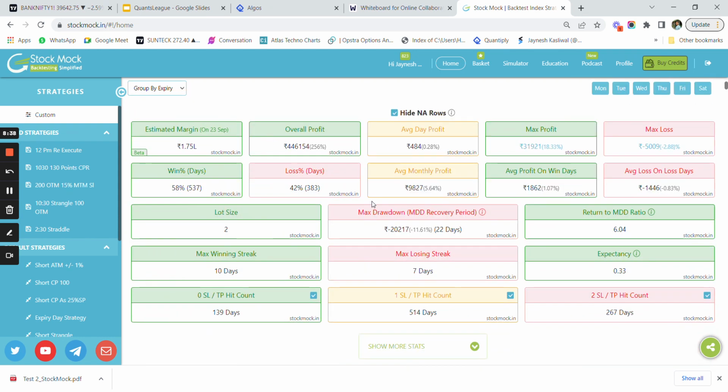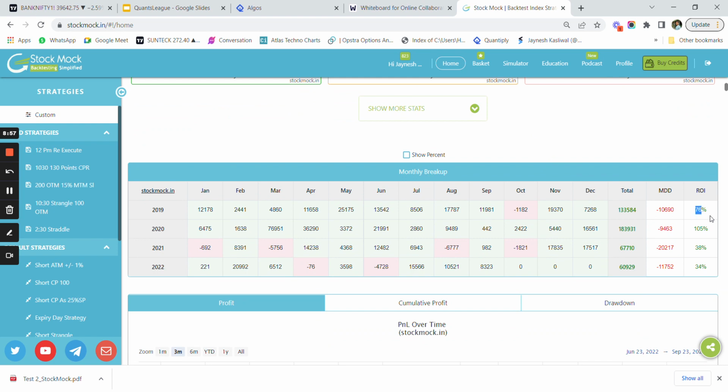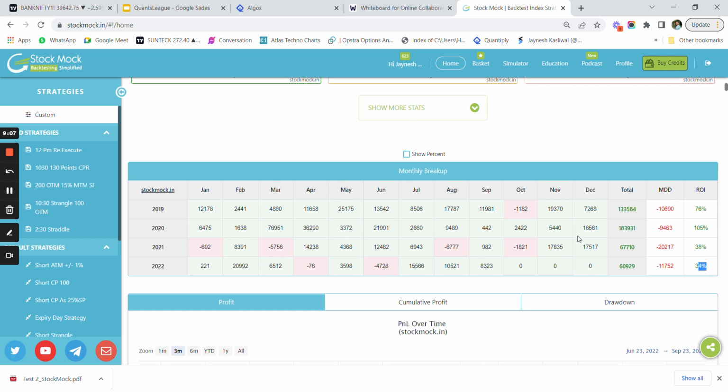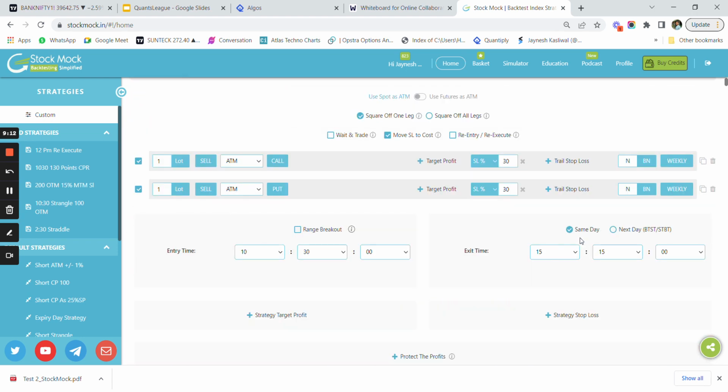So in this case, as you can clearly see, for a 1.75 lakh basket, the overall profit is coming at around 256%. That is 4,40,000, and the max drawdown is coming at only 20,000. That is 11%. Overall, if you see, the expectancy is good. Around 0.4 is a good expectancy, and this strategy has been giving me consistent returns of 70%. It gave me returns in 2019. In 2020 it has given me 105% return. In 2021 it has given me 38 and 34. So consistency is there in this system basically. I think this is a good system that you can trade.